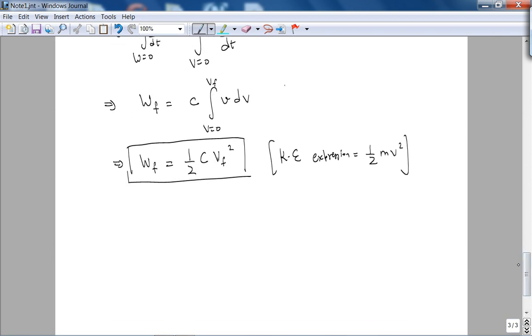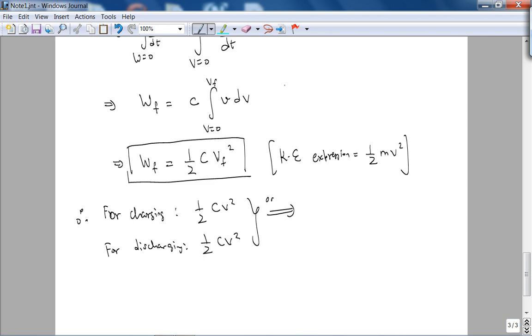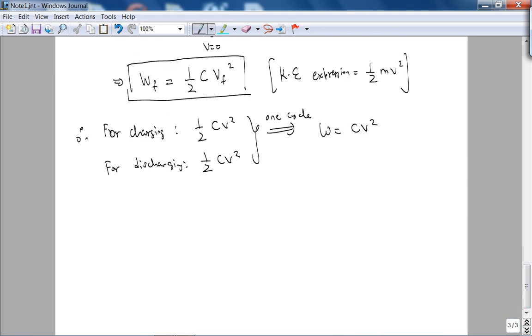Therefore, for charging a cap, we expend 1/2 CV squared. For discharging, we expend another 1/2 CV squared. That means during one cycle, the energy work done is CV squared. Okay, so what does this one cycle mean?